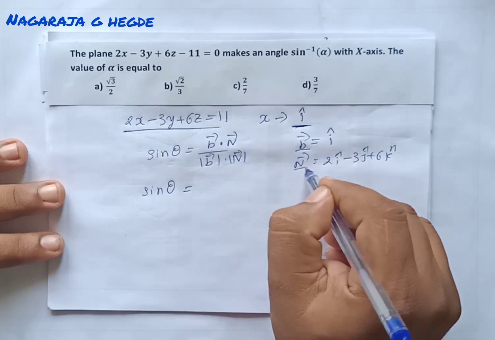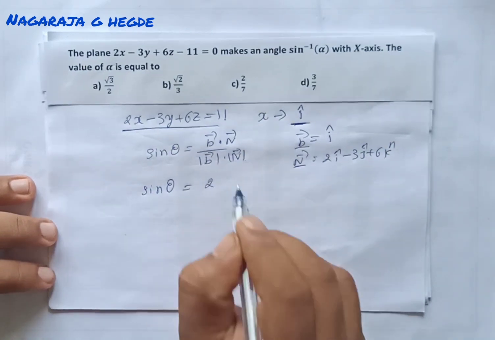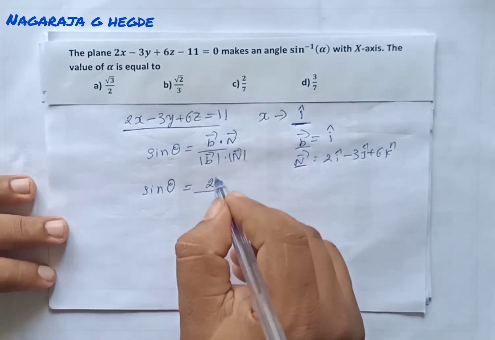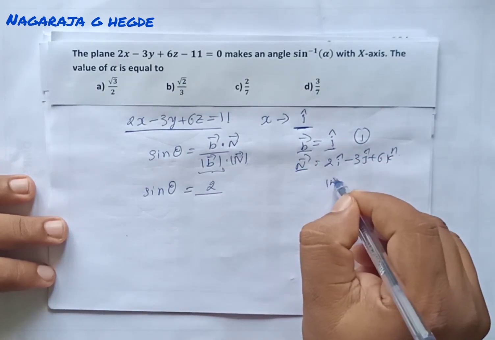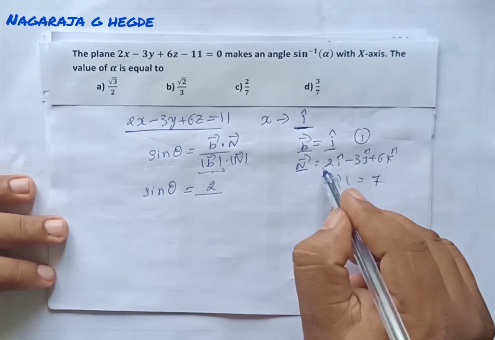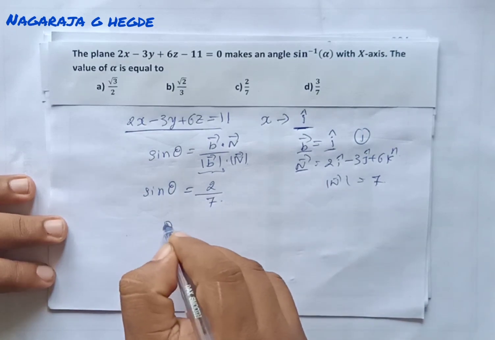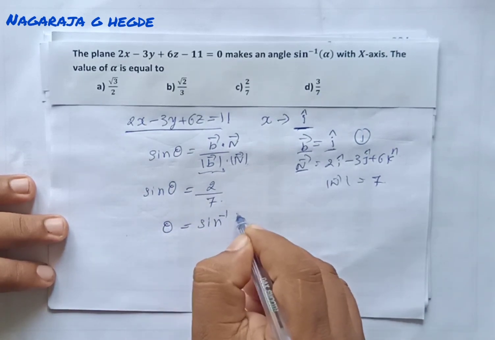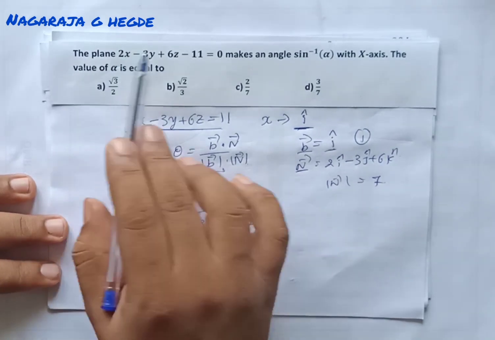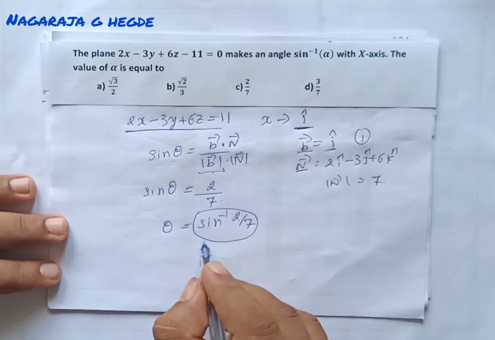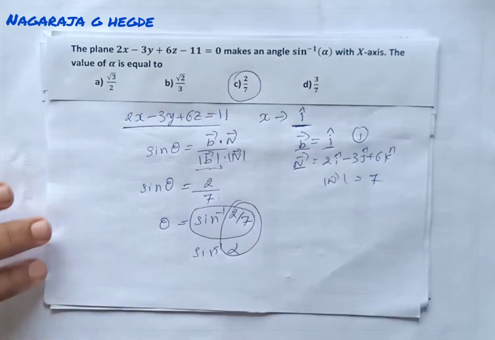Multiply b with n. What are we going to get here? The j coordinate and k coordinate are not there, so directly we can write 2. And magnitude of vector b is 1, and magnitude of vector n is 7, square root of 4 plus 9 plus 36, root 49, 7. So theta is the required angle. We can write theta is sine inverse 2 by 7. This is the angle made by the plane with the x-axis, sine inverse alpha. So what about alpha here? 2 by 7.